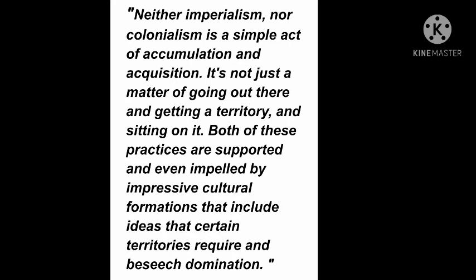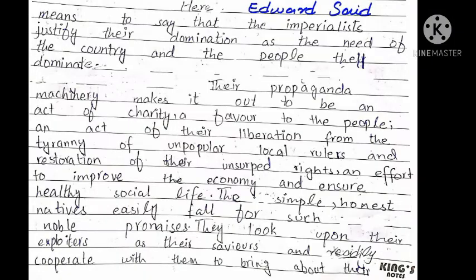So the third point is that neither imperialism nor colonialism is a simple act of accumulation and acquisition. It's not just a matter of going out there and getting a territory and sitting on it. Both of these practices are supported and even impelled by impressive cultural formations that include ideas that certain territories require and beseech domination. Here, Edward Said means to say that the imperialists justify their domination as the need of the country and the people they dominate.